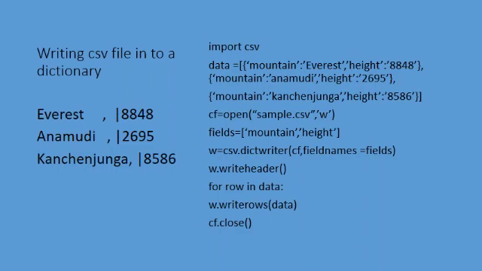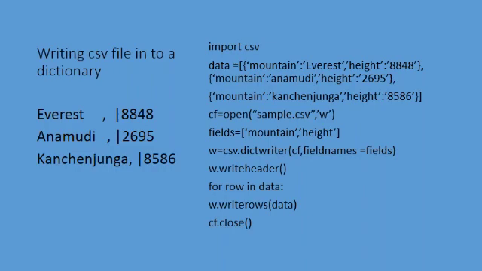Next, cf.close(). I am closing the file. See the output here. First Everest, the value 88 here. That one difference you can see here. The data I have written like this: open square bracket, open curly brace, mountain colon Everest, key colon value. Next key colon value. The dictionary format will be like this.